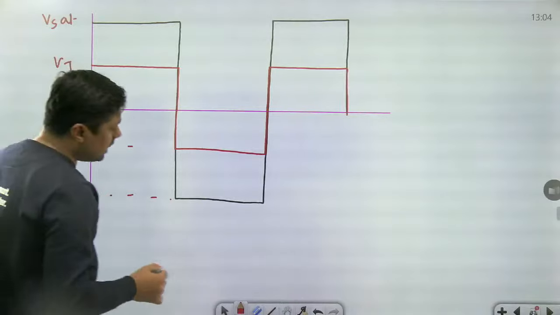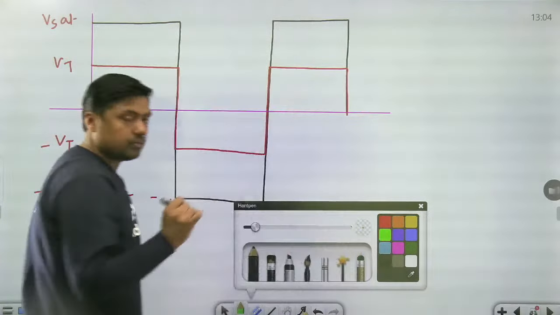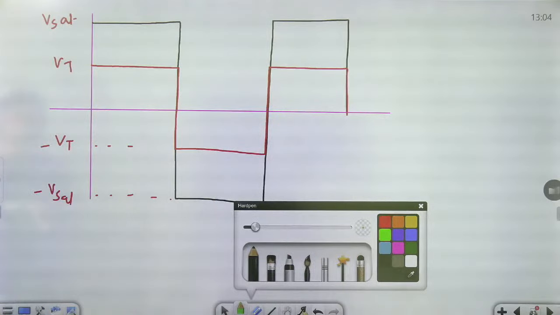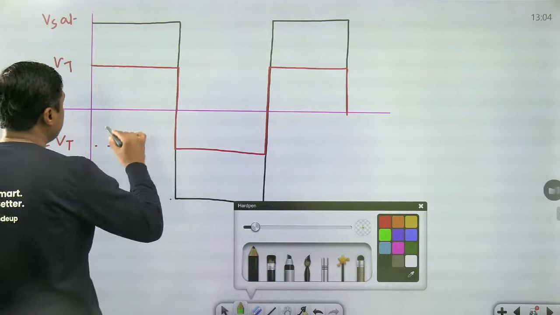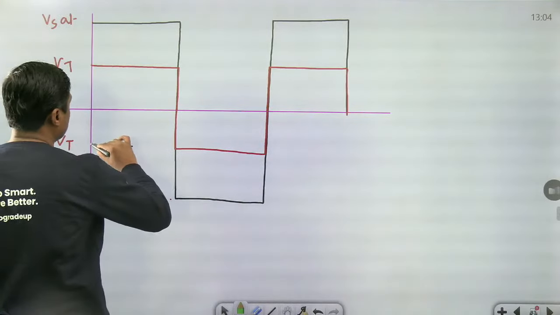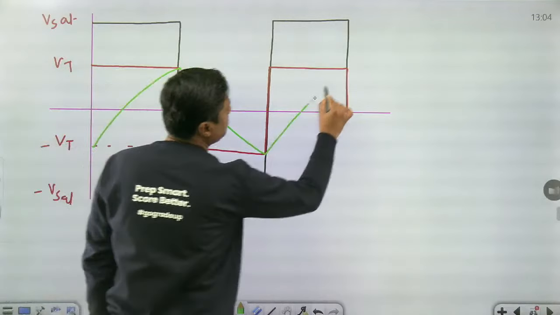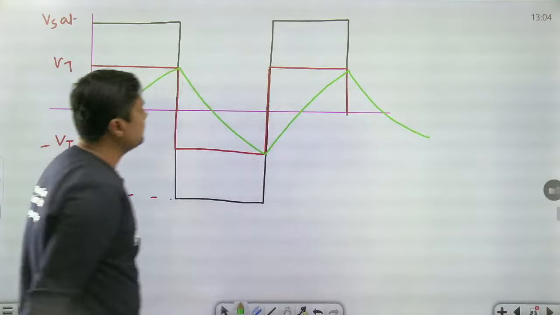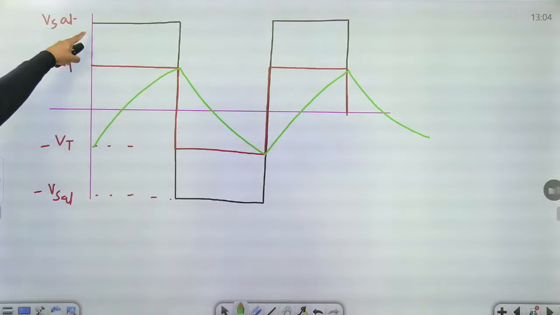Now what about the third waveform? The third waveform is a triangular wave. How to write the triangular wave? The capacitor will charge, right? The capacitor will charge from minus Vt to plus Vt, and then from plus Vt to minus Vt. And that is the diagram. This is the voltage across what? Capacitor. This is the voltage at the non-inverting terminal. This is the voltage at output.